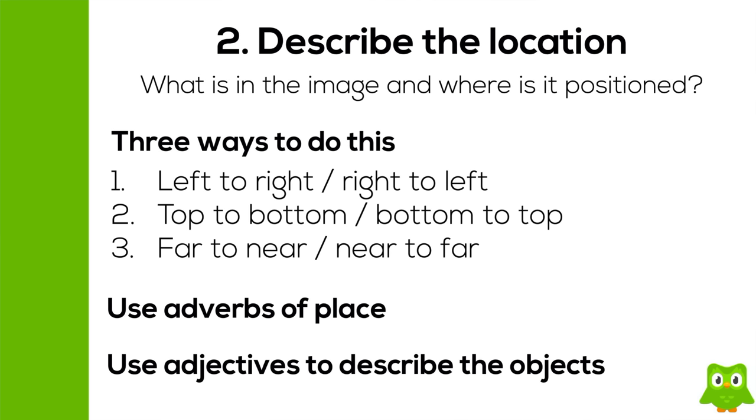Now let's take a look at the most difficult and the most important, and that is part two, which is describe the location. So in part two, we have to think about what is in the image and where it is positioned. Overall, this task of describing an image is a descriptive task. So you have to use descriptive language and describe where things are positioned in the picture. And it's very important how you organize your answer. There are three ways to do this. We can go from left to right, or right to left, top to bottom, or bottom to top, or from far to near, or near to far.